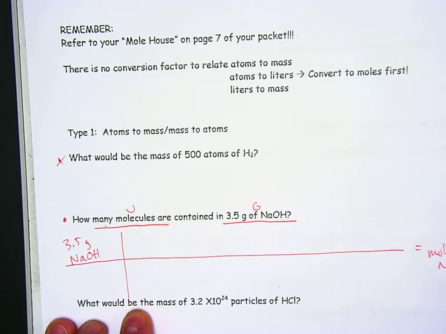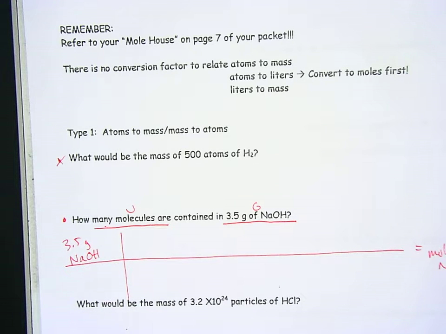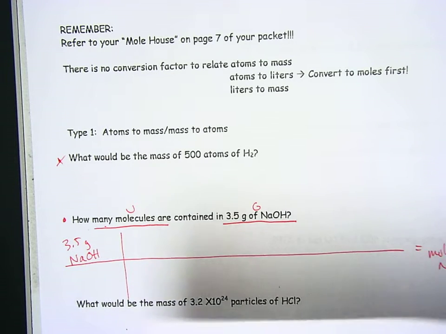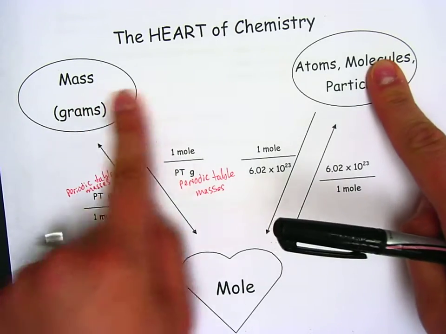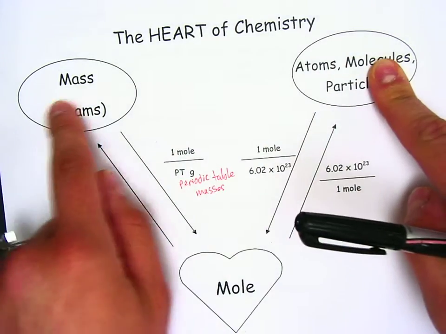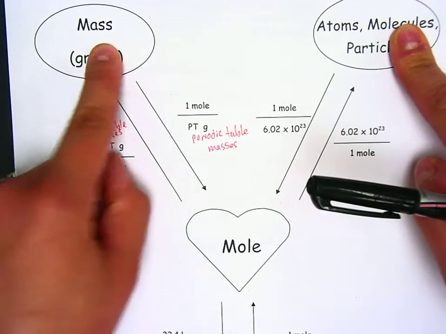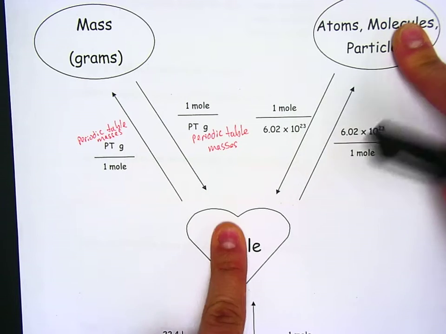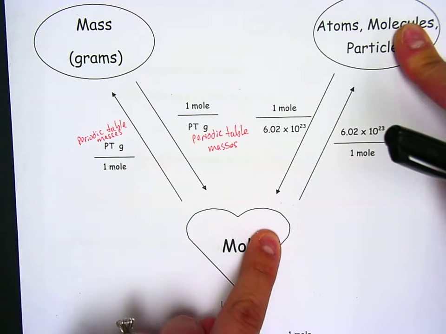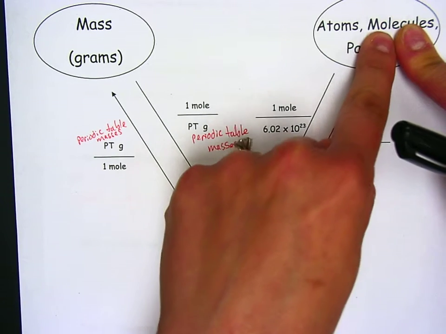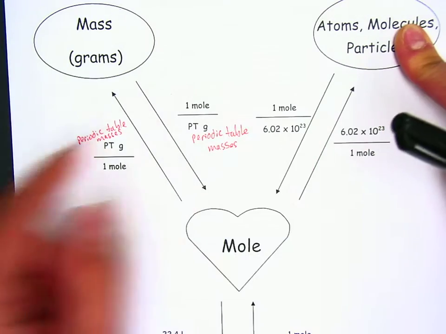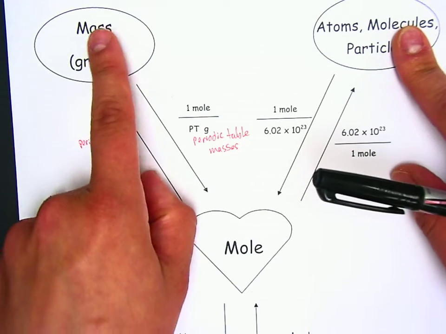So to see where we're going in this T-chart, we're starting at grams and going to molecules. So here's grams, here's molecules. There's no direct route between the two. So this is a two-step one because you have to first go from mass to moles and then convert that mole into molecules. That's why this one would be called a two-step problem. So the first step is to go from mass to mole.